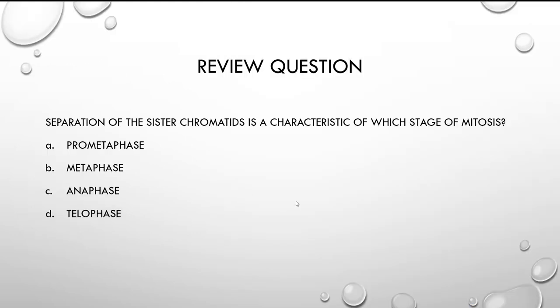Here's another question. Separation of the sister chromatids is a characteristic of which stage of mitosis? Is it prometaphase, metaphase, anaphase, or telophase? When do the sister chromatids separate? That's during anaphase, right? So C, anaphase.